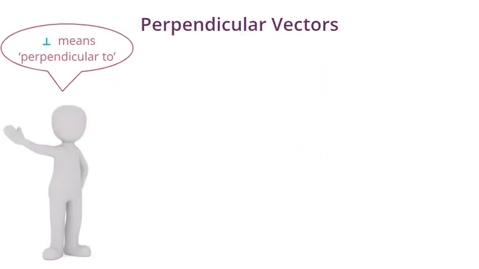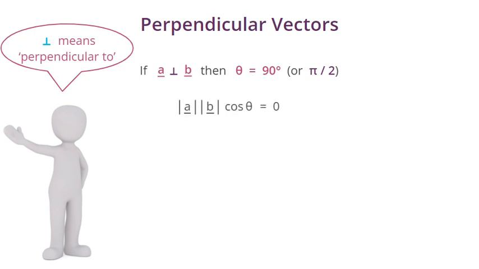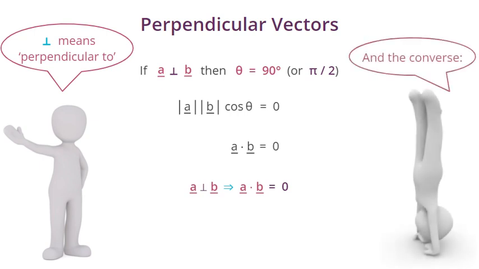If two vectors are perpendicular, then the angle between them is 90 degrees, or pi over 2 radians. Since the cos of 90 degrees is 0, the dot product must equal 0. If two vectors, A and B, are perpendicular, then their dot product is 0. If the dot product is calculated to be 0, then you can say the two vectors are perpendicular.